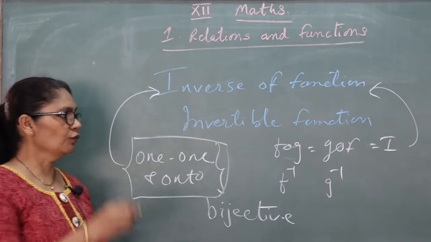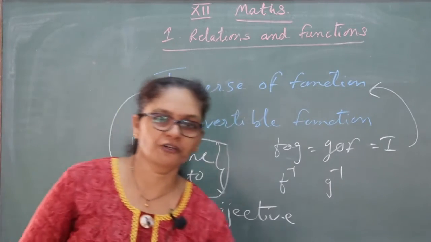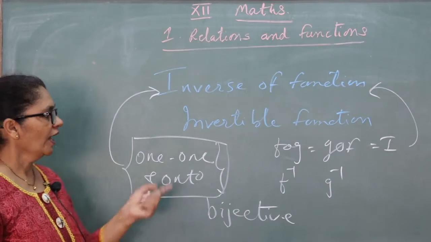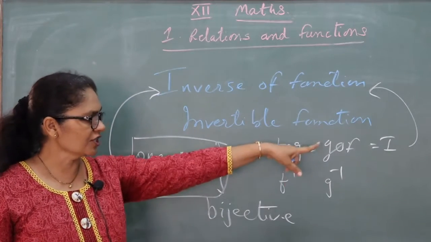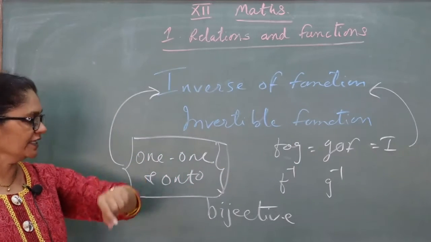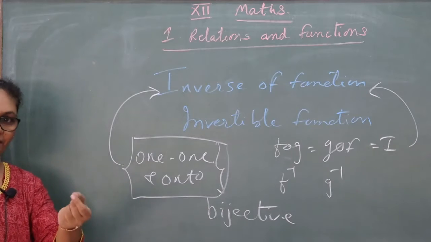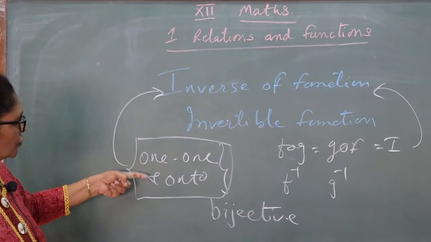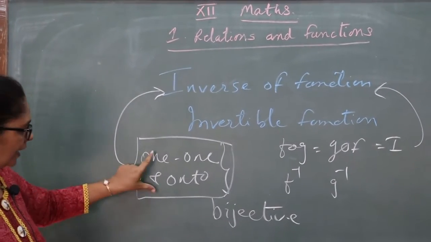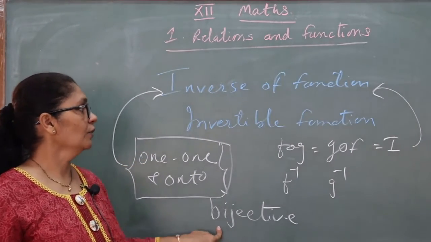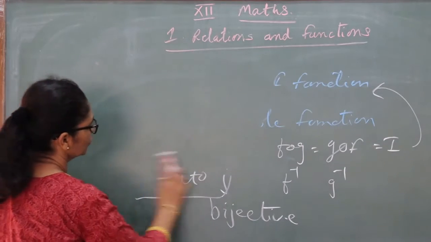So whenever you want to find the inverse of any function, what do we have to check first? That the function should be 1-1 and onto. And another thing, suppose you are given f and g, two functions: combine them and check whether it is identity or not. If it is identity, then both are inverse of each other. And if only a single function is given, then what do you have to check first? The function should be 1-1 and onto. You prove it first, and if the function is bijective, then only you can find the inverse. Okay, now let's come to the definition.